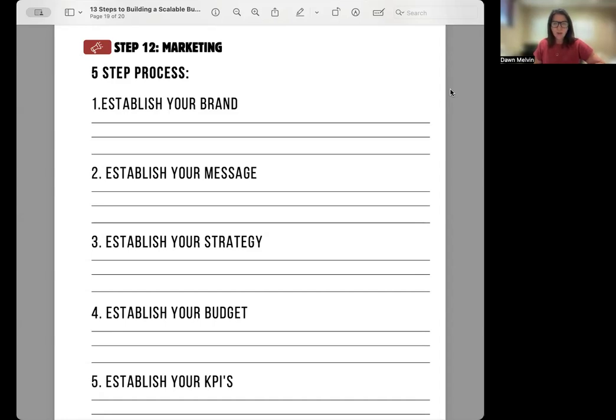Next is establishing your strategy. So these are going to be the specific methods that you're going to use to reach out to your client base, your existing clients, your future clients. And what you're going to be communicating is your brand and your message. So what you have in the first 2 items is what you're going to be including in number 3 in your strategy. And how do you want to deliver that message? And actually executing the deliverance of that message.